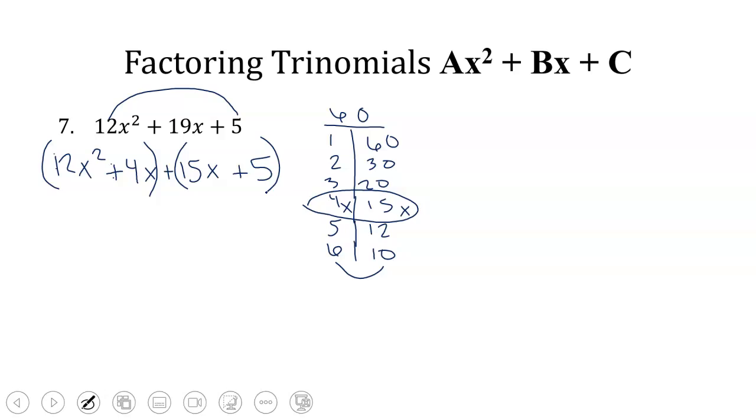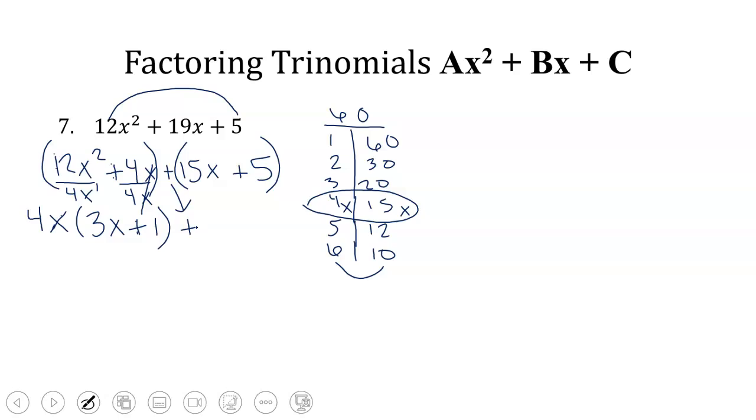Now let's take out the GCFs of each group. So 12 and 4. What is the highest number that can go into both of those? 4. Do they both have x? Yes, they do. So 4x is my GCF. So I'm going to divide 4x from the first group. 12 divided by 4 is 3. Subtract your x's, 2 minus 1 is 1x. 4 divided by 4 is positive 1. And then x minus x cancels out. Bring down your middle sign.